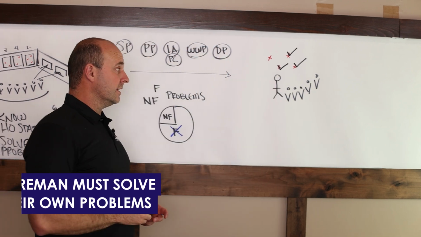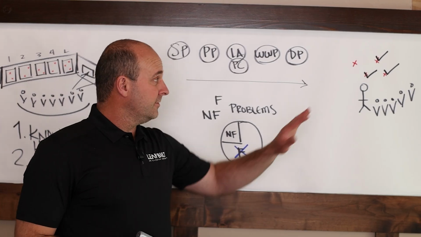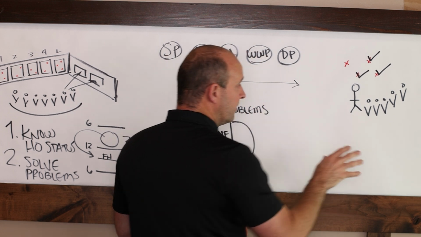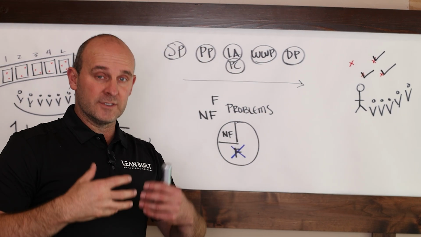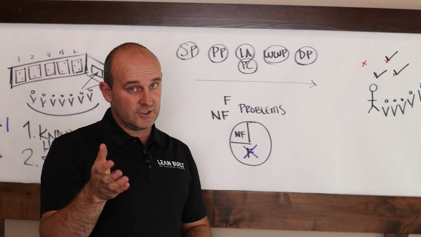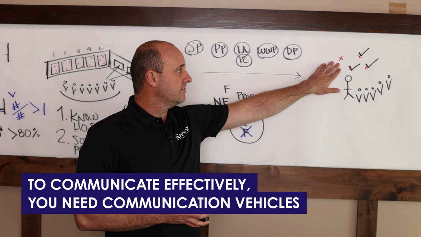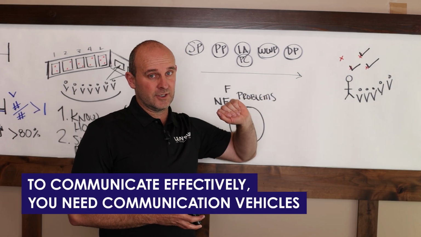Okay, so that's number one. Number two is if you still have a problem that is beyond the foreman and crews or foreman to foreman's ability to solve the problem, which means you have a really lean site, then we have to have communication vehicles to communicate that. So let me talk about that now.